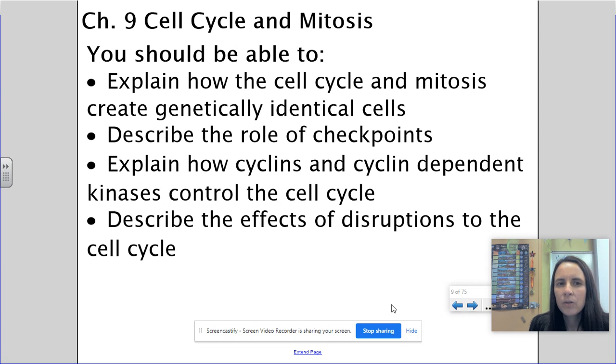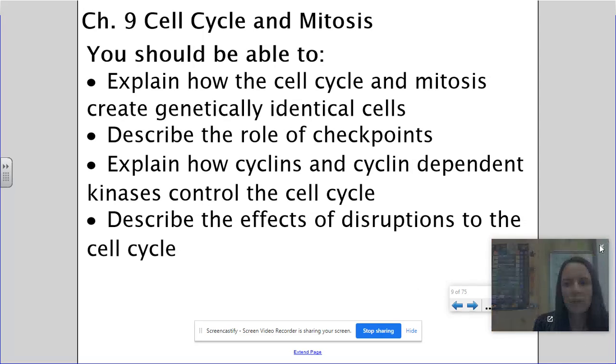There's actually going to be two screencasts in order to cover this information. The first part will be on the cell cycle and mitosis, and then the second video will be on control of the cell cycle. Divide it into two chunks just to make it a little bit more manageable. Right now, if you could write down what you see on your screen, these are the things that we will be learning today.